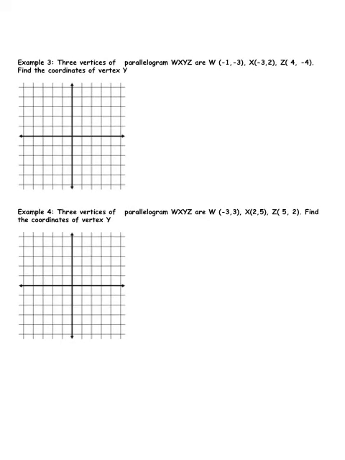Now, we're going to graph some parallelograms. I have three vertices, and I'm going to find the missing one. So -1, -3, -3, 2, 4, -4, and now I need to find the other vertex. Since we know that sides are parallel, that means they have the same slope. So let's find the slope here. I'm going to go down 1, 2, 3, 4, 5 over 1, 2. That means over here I have to have the same slope. So I go over 1, 2, up 1, 2, 3, 4, 5.